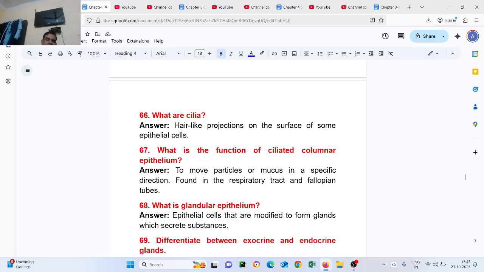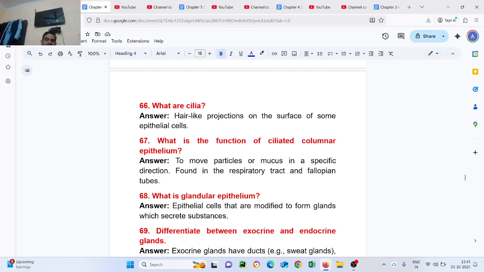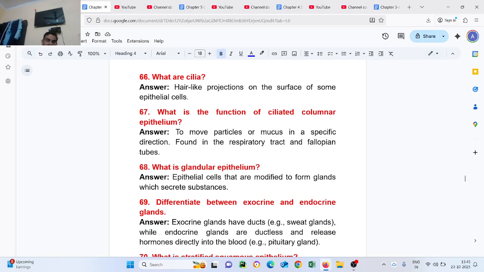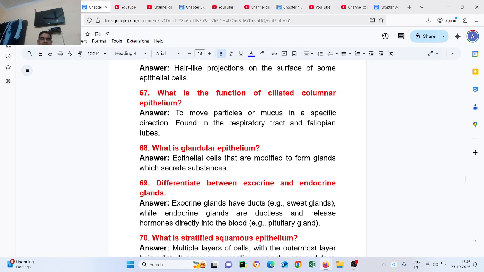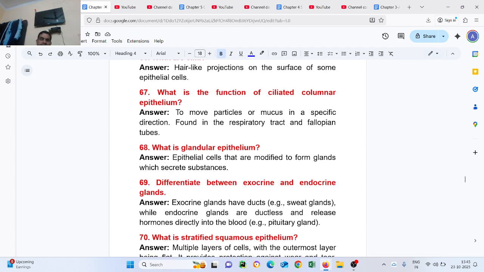Question number 68. What is the glandular epithelium? Epithelial cells that are modified to form glands which secrete substances. Question number 69. Differentiate between exocrine and endocrine glands. Exocrine glands have ducts, example sweat gland, while endocrine glands are ductless and release hormones directly into the blood. Example pituitary gland.